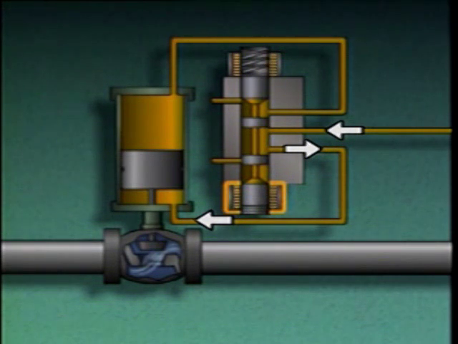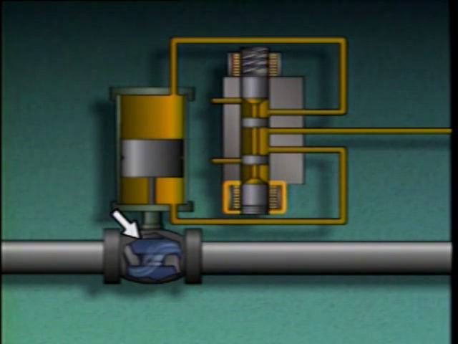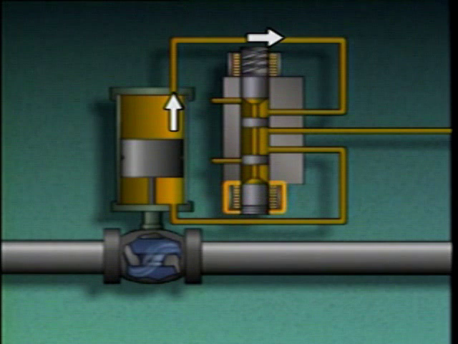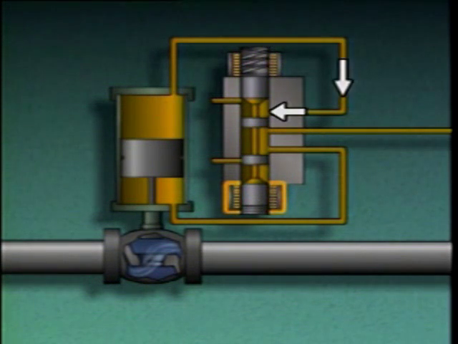The fluid enters the actuator cylinder at the bottom, pushing the piston up and opening the valve. At the same time, fluid is forced out of the top of the cylinder through this line, back through the pilot valve, and out through the vent port back to the hydraulic fluid supply. The filling and venting of the actuator cylinder is reversed by de-energizing the lower solenoid and energizing the upper solenoid.